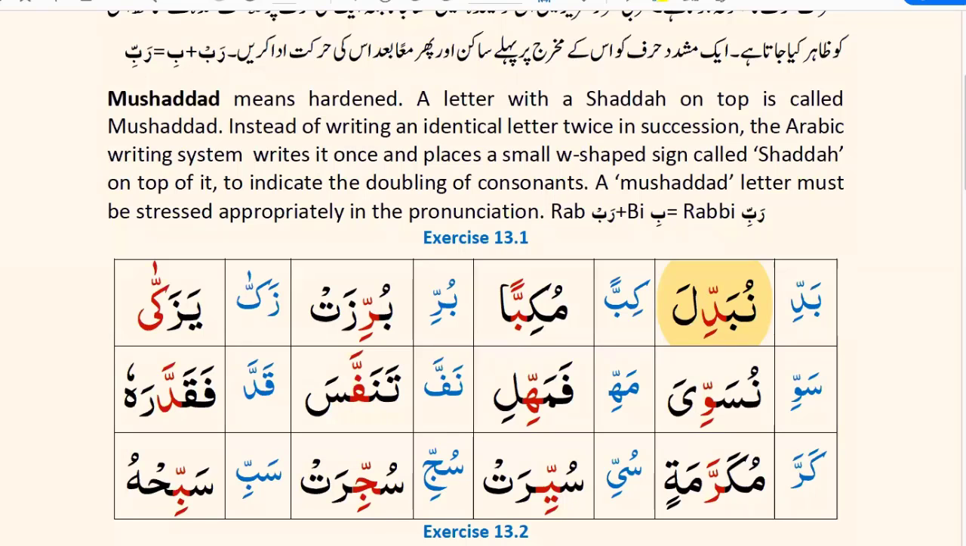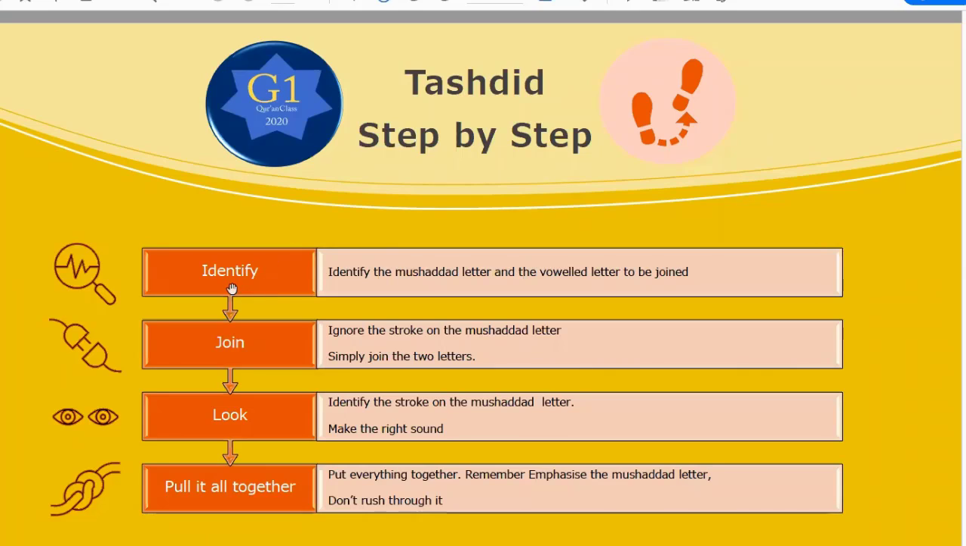Okay, so for everyone today, remember, first thing you need to do is identify the mushaddad letter and the vowel letter that needs to be joined to it. You join them together, ignoring the stroke on the mushaddad letter, just joining the two, but you hold on that sound. Then you identify the stroke on the mushaddad letter, the vowel, you make that sound, and you pull everything together and emphasize the mushaddad letter, really harden it.